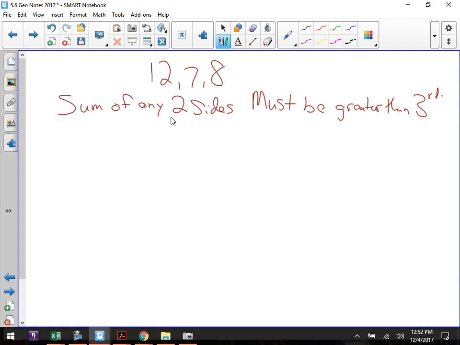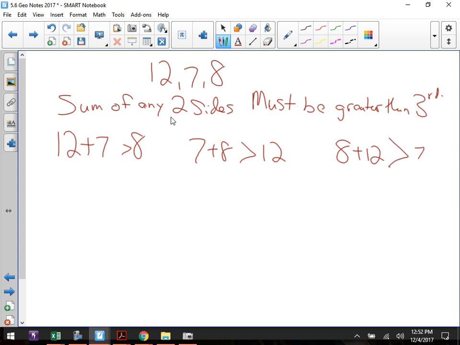Basically, you're asking, is 12 plus 7 greater than 8? Is 7 plus 8 greater than 12? And is 8 plus 12 greater than 7? All three of those have to be true. All three of those would have to be considered what we call a true statement. And it's quite literally just quick additions here, guys. 12 plus 7.